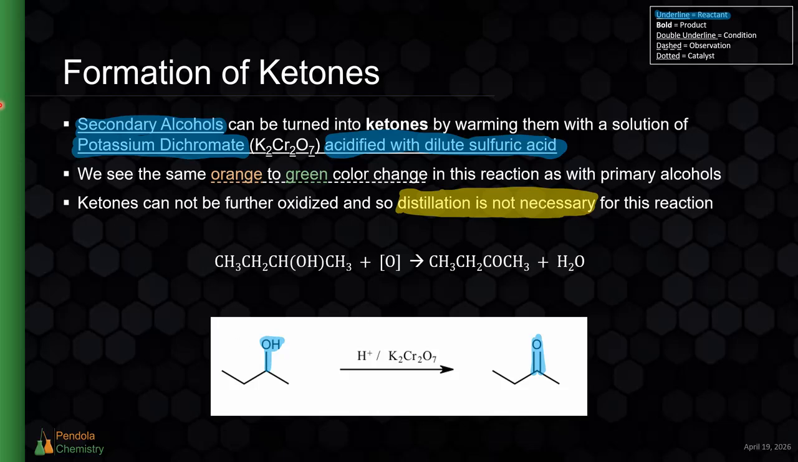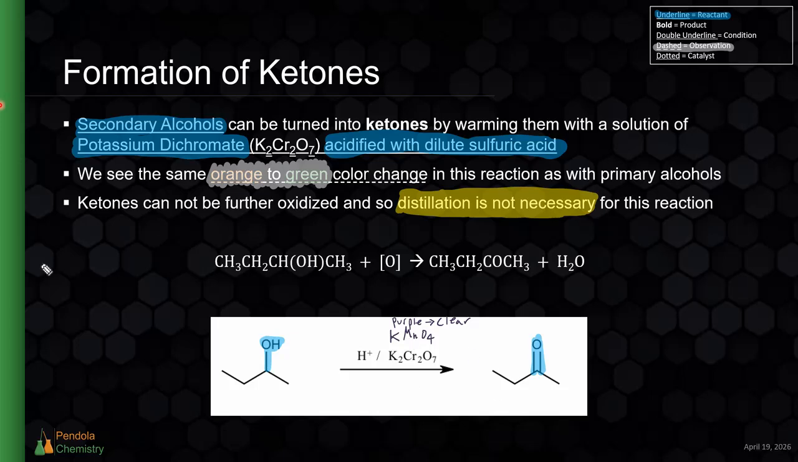Now, we do still get the same observation here. There's still an orange to green color change for that dichromate, going from the dichromate ion to the Cr3+ ion, the chromium 3 ion, as our observation. If we were to use again potassium permanganate instead of using the dichromate, because this reaction can also be done with KMnO4, then the color change we'll get is a purple to clear color change.